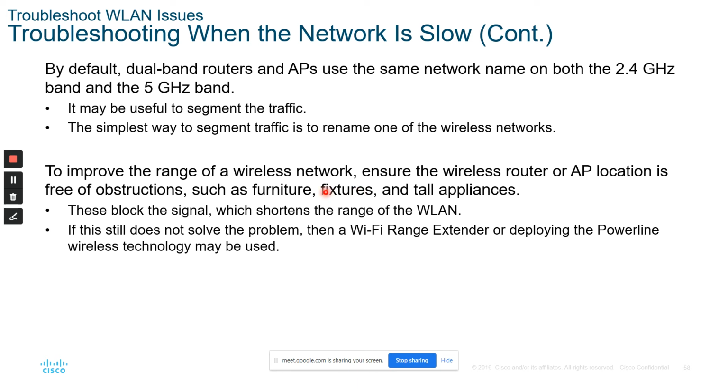And another option they mention is to make sure they are free from obstructors like furniture, fixtures, and tall appliances. This is a more common one. We are all aware of these things as well. They always recommend, even in a home environment, to make sure your access point and your router are free from any obstacles.